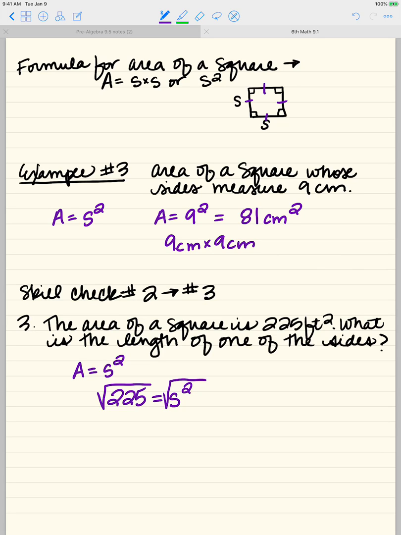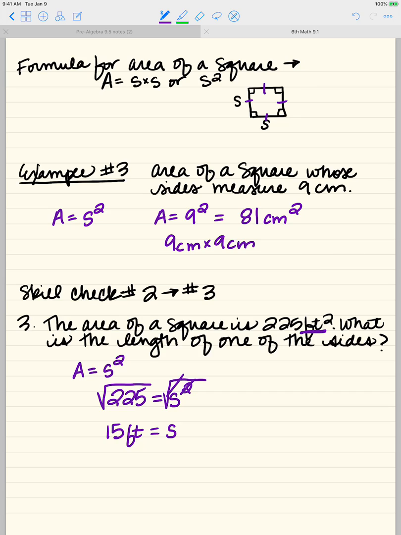When I take the square root of S squared, that cancels out the square root and the square because those are inverse or opposite operations, just like multiplication and division are opposite, and addition and subtraction are opposite. Now I'm left with S all by itself, which is what I want because I just want the length of one of the sides, and I take the square root of 225. 225 is a perfect square that you should have memorized at this point, and it is 15. Our starting unit was feet squared for area, so 15 feet is the length of one of the sides.